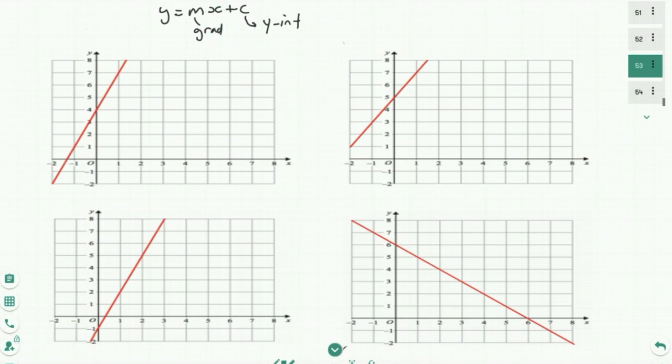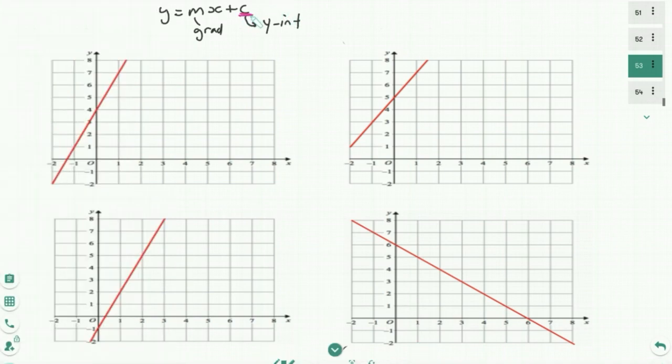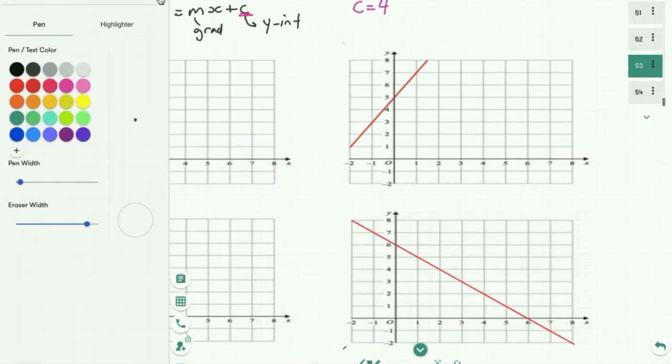So all you need to do in these problems is find the gradient of the line and the y-intercept of the line, and you'll get your answer. Let's have a look at this example here. Step 1: I like to start by finding the y-intercept, basically finding the c value. The y-intercept is where the line crosses the y-axis. The line crosses the y-axis here, so we know our c value is 4. Next, we're going to find the gradient. The gradient is the steepness of a line.